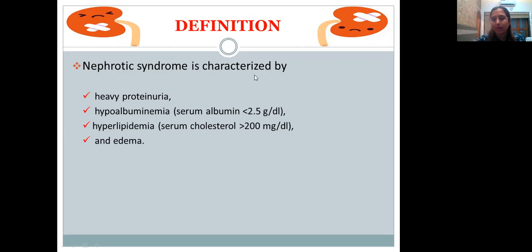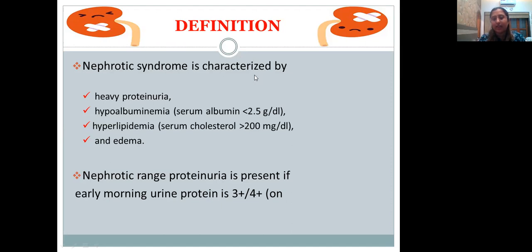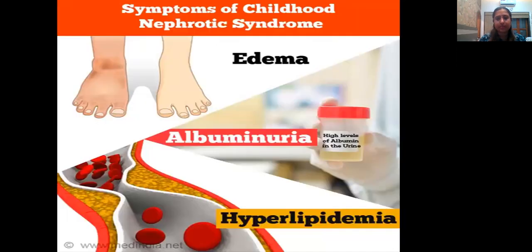That is heavy proteinuria, which I will be discussing in the later slides. Hypoalbuminemia, that is serum albumin of less than 2.5 grams per deciliter. Hyperlipidemia, that is serum cholesterol of more than 200 mg per deciliter, and edema. So nephrotic range proteinuria, if present, is when the early morning urine protein is 3+ or 4+ on dipstick or boiling test. So these are the symptoms of childhood nephrotic syndrome in a nutshell. That is presence of edema, albuminuria or high levels of albumin in the urine, which is proteinuria, and hyperlipidemia.